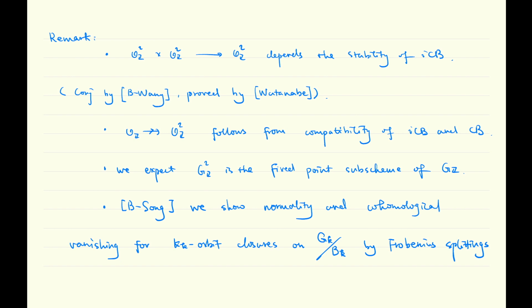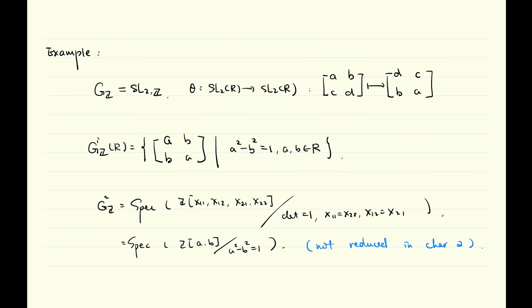And finally, our original motivation really is to study the K-orbit closure on the flag variety. And we can show normality of the closure and cohomological vanishing for ample line bundles. That's our original motivation for everything. Here is an early example we have. We want the involution defined over the integers. So basically, we're taking the involution I described earlier, rotating matrices. And now you can check the fixed point group scheme.